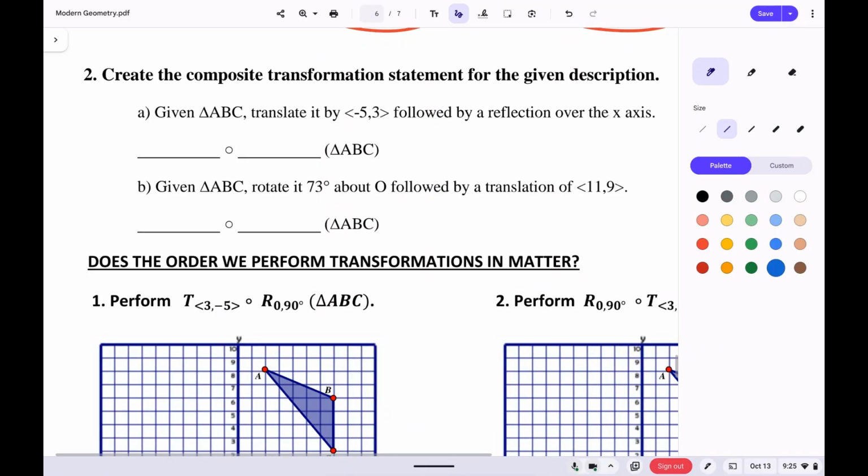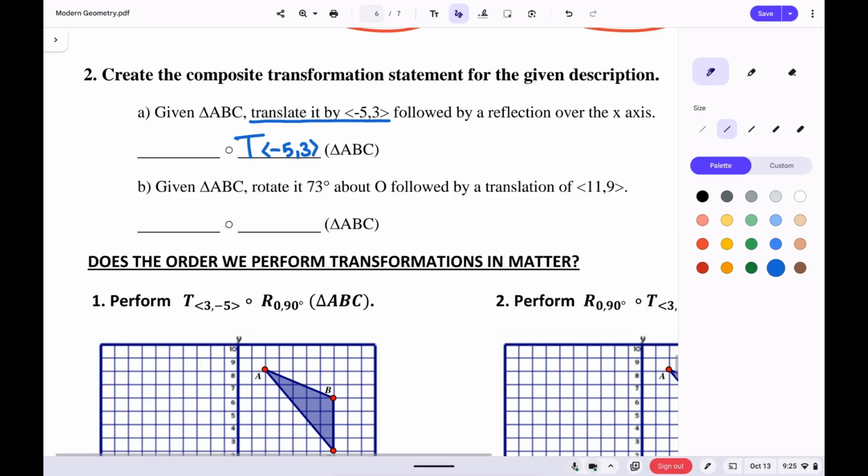So we're going to do this first one together. Part A says, given triangle ABC, and they already put that in the parentheses for me. The first thing they want me to do is translate it by the vector -5, 3. So what letter do I use for translate? T, capital T, and I'm going to put it in the blank closest to that parentheses, because that's the one that goes first. So capital T, and then all I need in my subscript is my vector. What did they tell me my vector was? 5, 3, or -5, 3. Yep, -5, 3. Good. So that's just going to go right next to it. Make sure you're using the vector form, not parentheses.